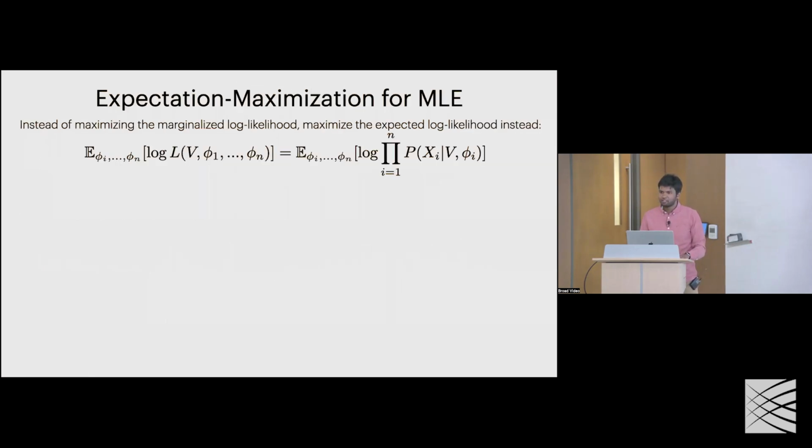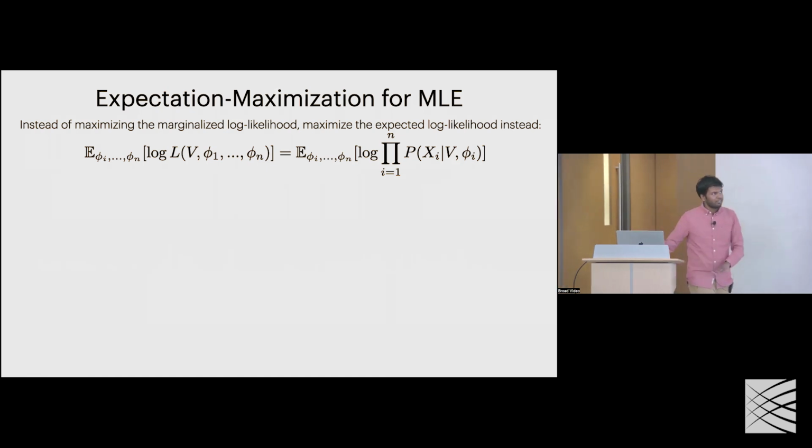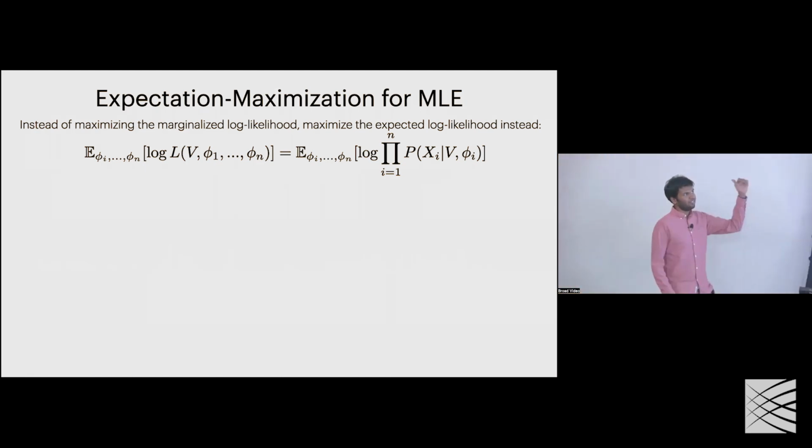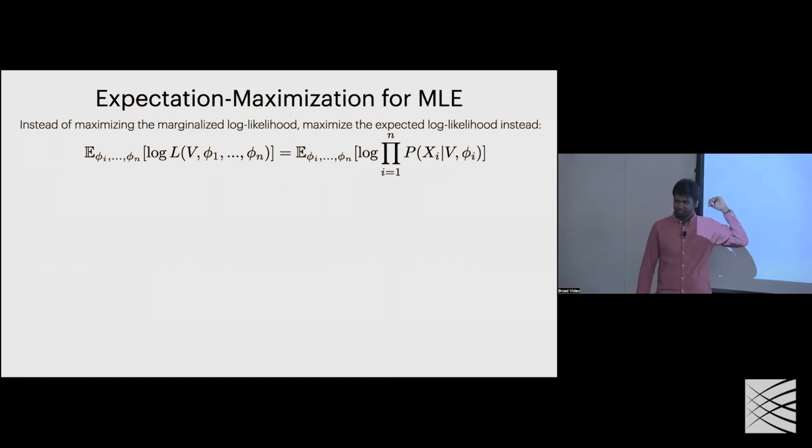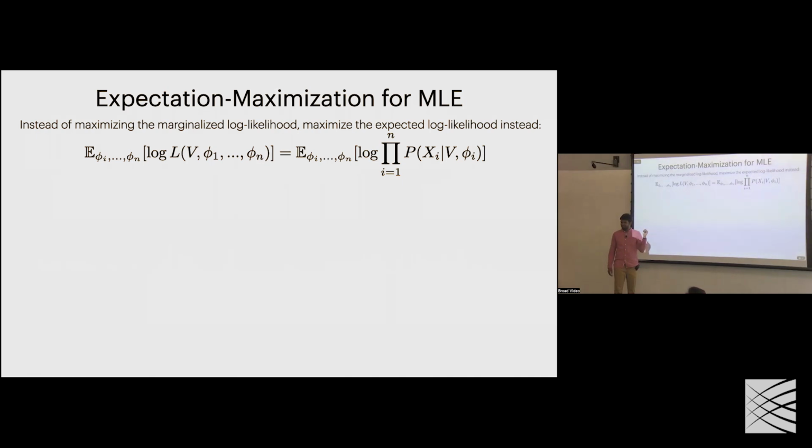The way this is typically done is expectation maximization, which is a very common approach in these sorts of problems. The idea is that the marginalized full log likelihood that we just computed is unfortunately intractable. But we can optimize a different quantity instead, which is this expected log likelihood.